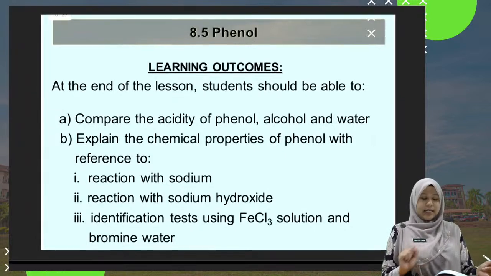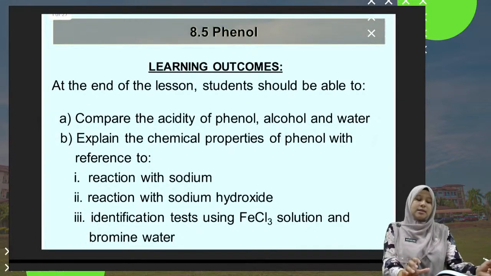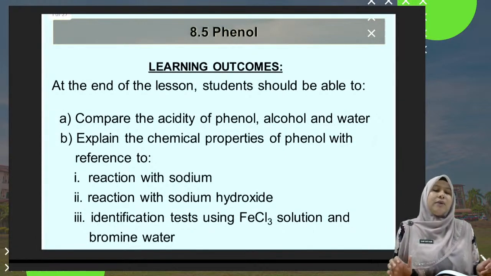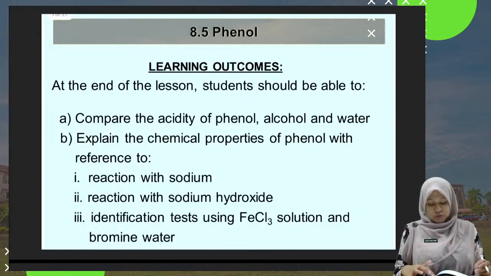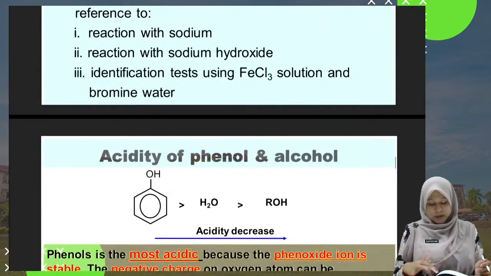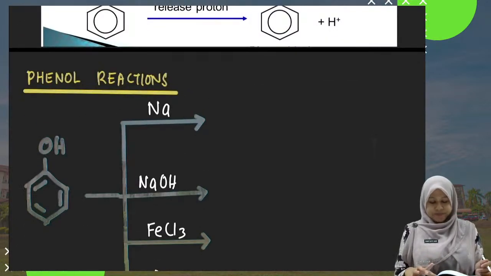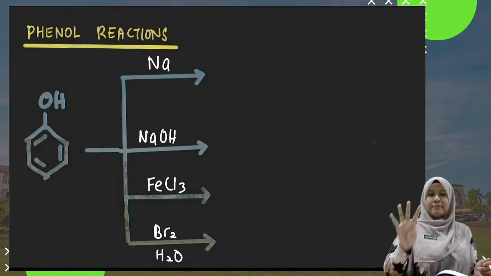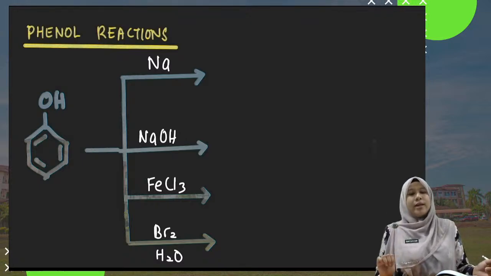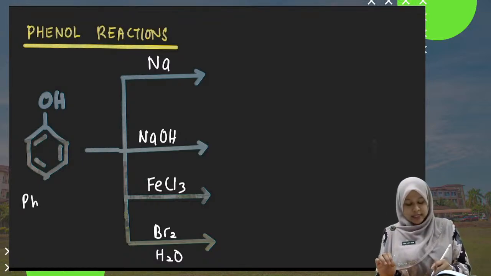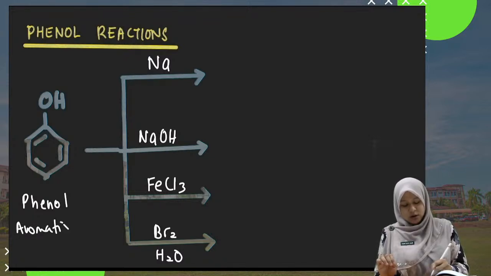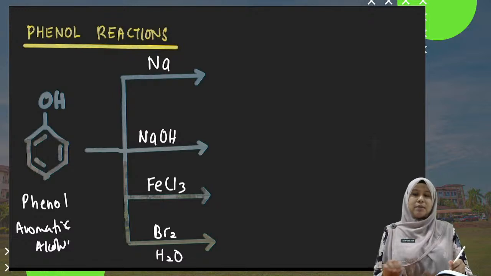Okay, kita masuk sikit lagi. Last subtopic iaitu 8.5 which is phenol. So untuk phenol saya masuk terus kepada reaction dia. Okay, phenol dia boleh buat 4 reaction. Phenol ni dia adalah aromatic alcohol, dia satu-satunya aromatic alcohol. So untuk phenol dia boleh react yang pertama dengan sodium.